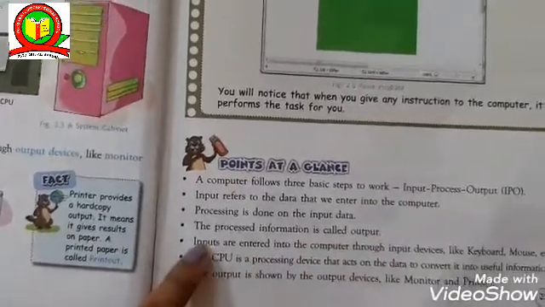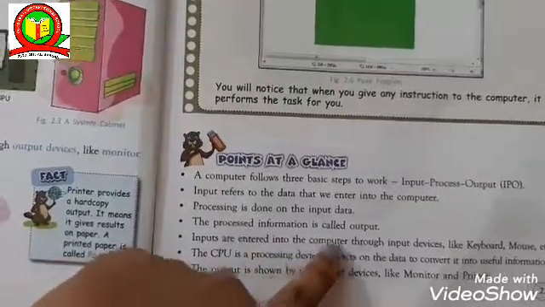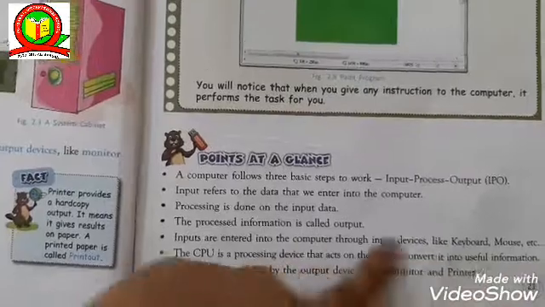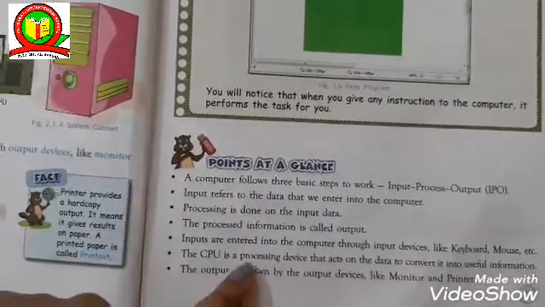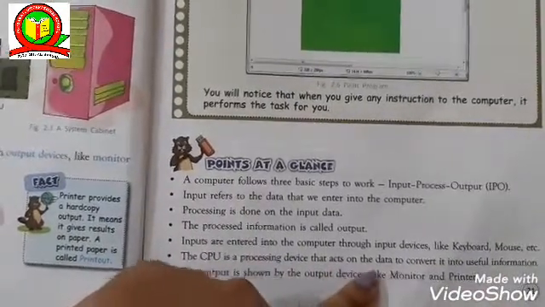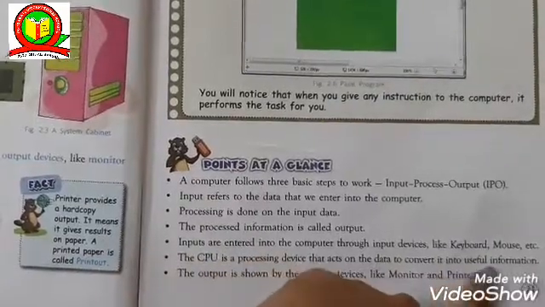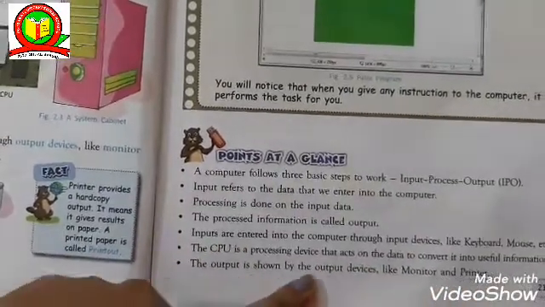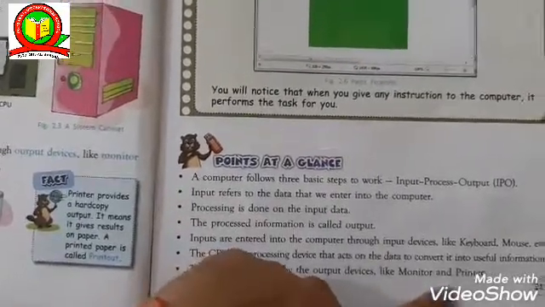And the next, inputs are entered into the computer through input devices like keyboard, mouse, etc. The CPU is processing device that acts on the data to convert it into useful information. The output is shown by the output device like monitor and printer.